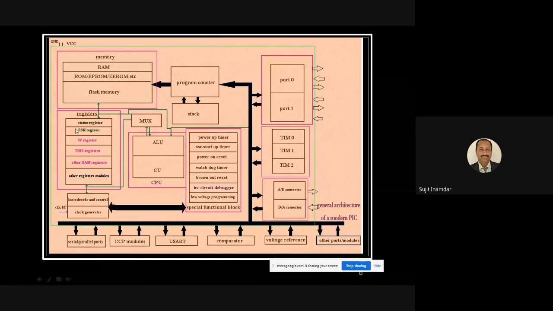Which registers are there? The accumulator is replaced by the W, which we have seen, that is the tri-state register, and other RAM registers. That we are going to see. In addition to that, the other functionalities come over here: comparator is also there, USART is also there, CCP modules are there, serial parallel ports are there. So they all are there with our 16F877.